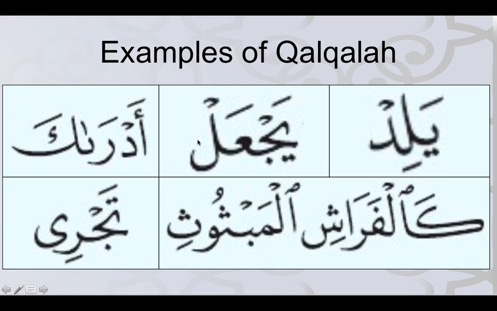This lam and the other letters are not the huruf al-qalqalah, or the letters of qalqalah. Therefore, the lam we don't bounce. We don't need to bounce it. We can tell immediately exactly what that letter was that was pronounced. So this word is yaj'al.